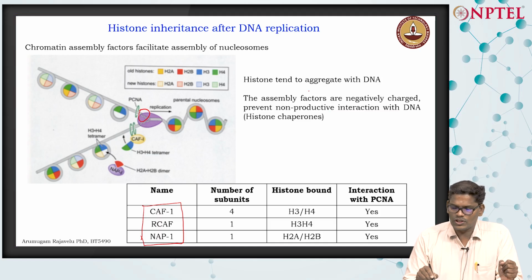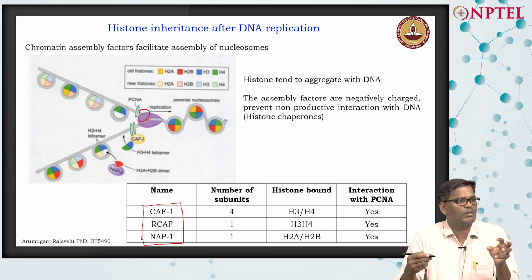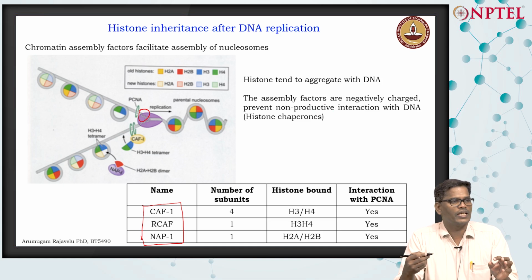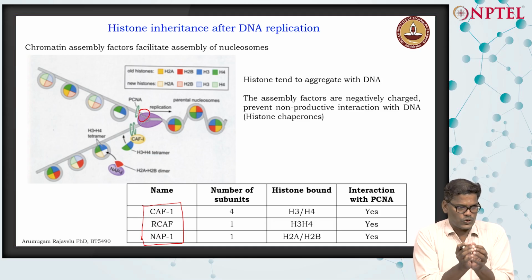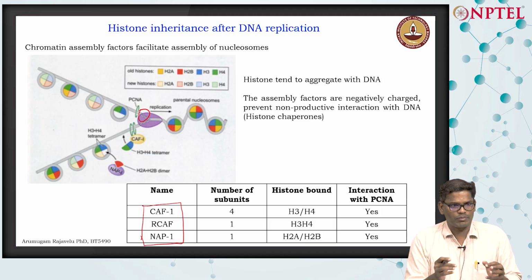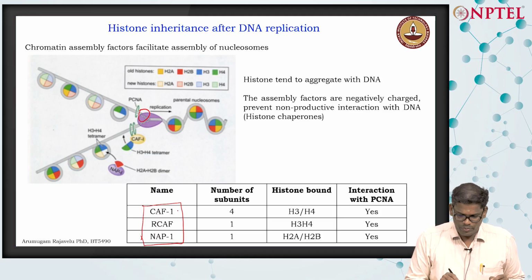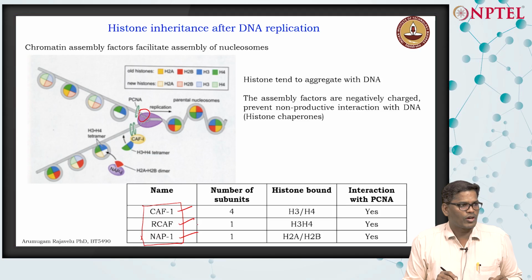So basically, what does it do? It prevents the histone isoforms from interacting alone with the DNA, which is unwanted. What the cell needs is intact nucleosomes. All the 8 histones need to assemble. So that's the place where these chromatin remodeling factors play a very important role. CAF is a chromatin assembly factor.